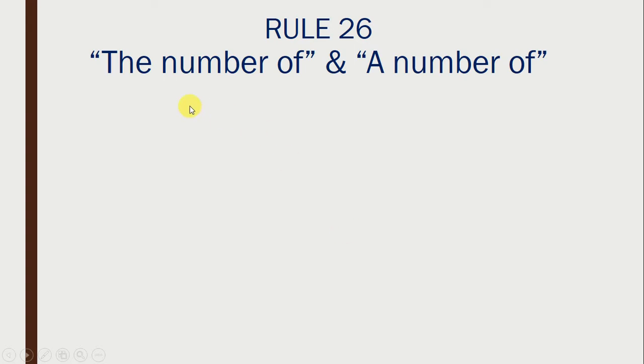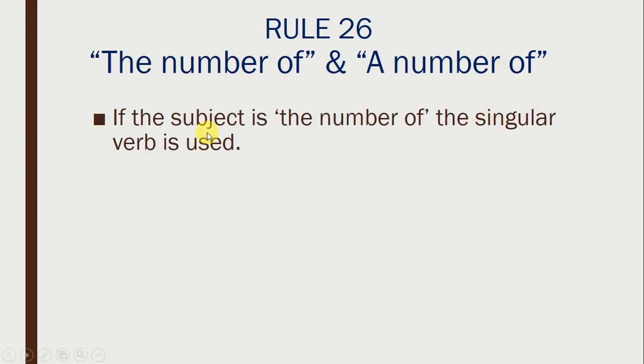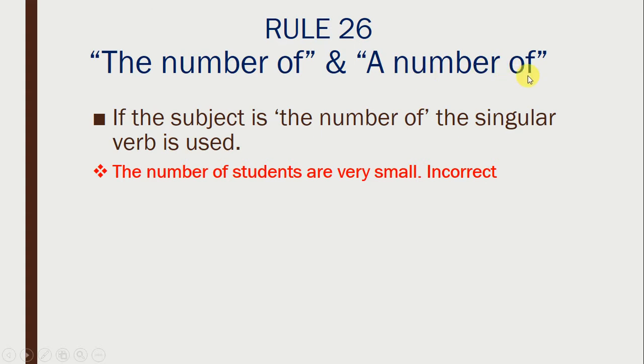Next rule, with the number of and a number of, what do you have to use? Okay, if the number of is there, then you have to use the singular verb, and if a number of is there, then you have to use the plural verb. So the tip to remember is that when a is there, it is singular, so just go to the opposite of it. A is singular, so just go to the opposite. With a number of, you have to use plural, and with the number of, you have to use a singular verb.